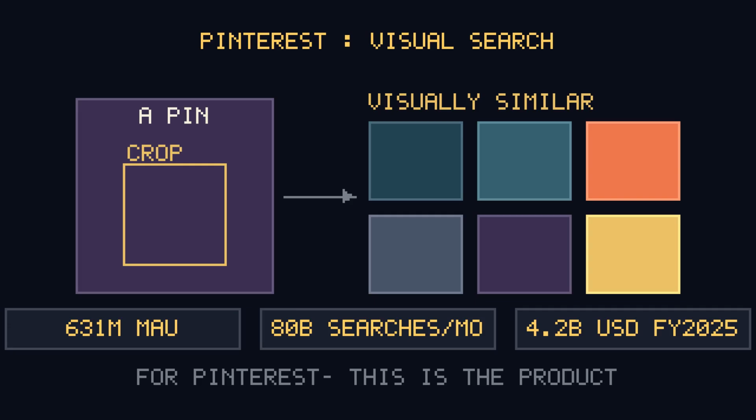They fine-tuned a VGG model, ran a billion pins through it, pulled a layer of numbers out of each one, and indexed all of it into a distributed service. Then they put a cropper on top. You drag a box over a part of a pin and get visually similar pins back. That was their whole first version. Everything after that was just more improvements.